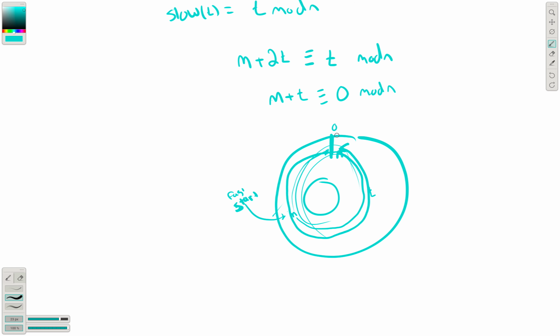So back to this math equation, m plus t is congruent to 0. Right, so t could be n minus m, but t could also be 2 loops minus m. But that's it. And I think I've shown through intuition why it's at most 2.